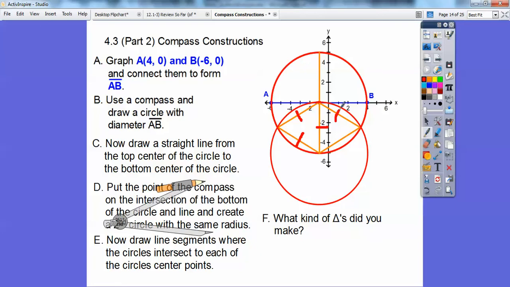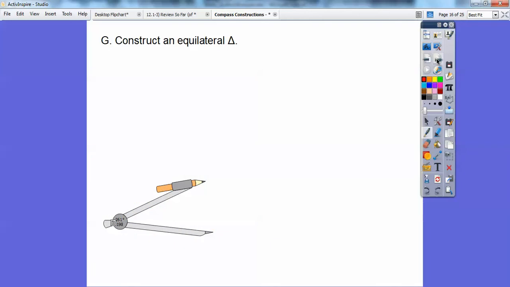But in class, we're gonna measure these right here. Okay, so they're equal right there, so they're called equilateral triangles. That was from our lesson a couple of lessons ago. All right, so now let's go ahead and construct an equilateral triangle.